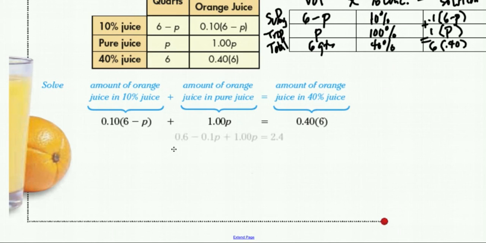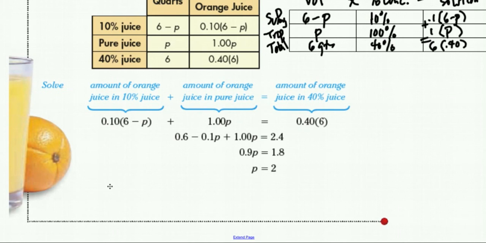Okay, simplifying it further, we have 0.6 minus 0.1p using the distributive property, plus 1p equals 2.4, which will give us 0.9p. That means you subtracted 0.1p from 1p, and then you subtracted 0.6 from both sides of the equation, and then you divide both sides by 0.9, and end up with 2.